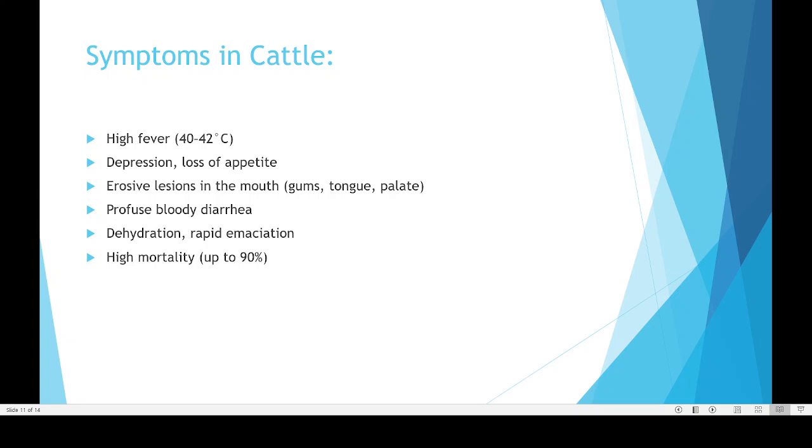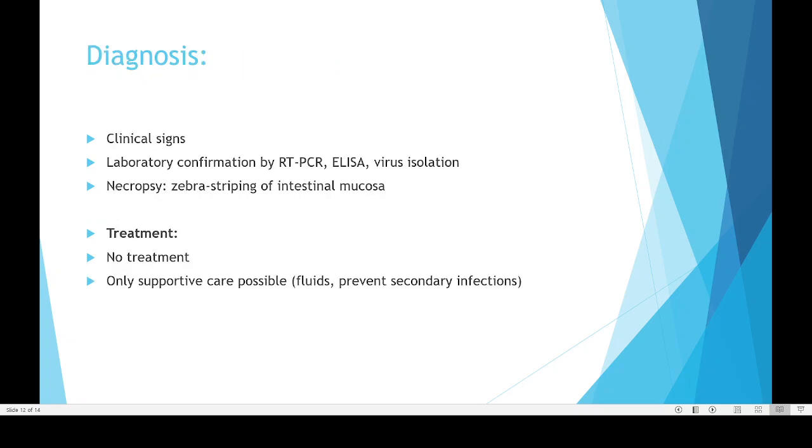So that is why nowadays it is completely eradicated. There is no trace of rinderpest. So here also you can see the same way. One is we can go for ELISA or PCR. Then clinical signs and necropsy. Zebra striping of the intestinal mucosa: if you examine the intestine during a postmortem, we can find certain stripes, just like a zebra pattern. So that is one method for diagnosis. There is no treatment, only supportive care, because 90% of animals are dying if they have this disease.